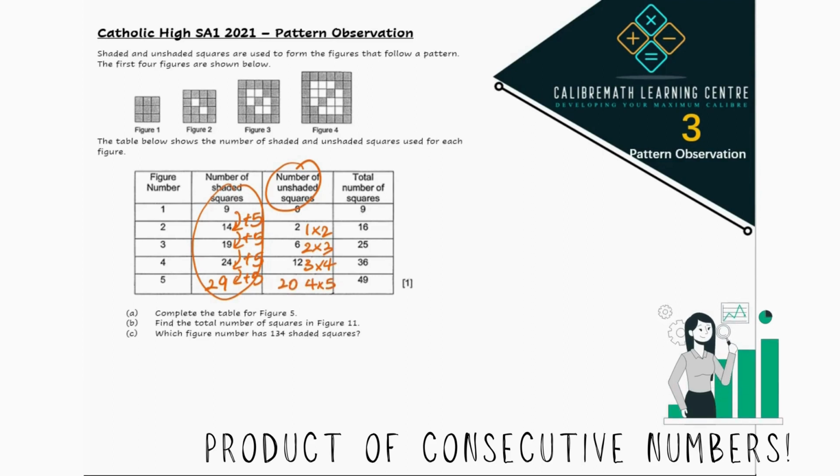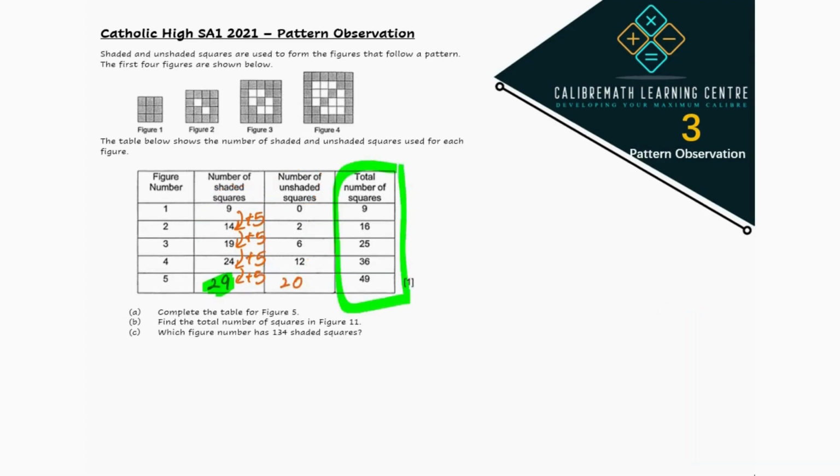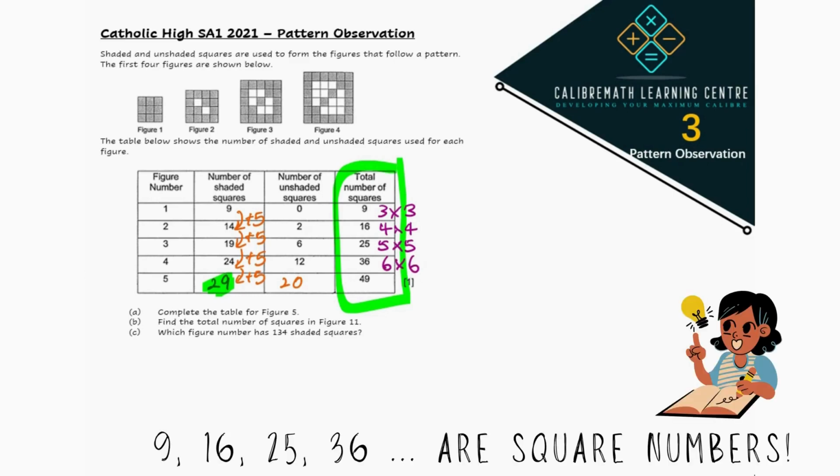So the answer for part A, for the shaded number of squares, is 29, and for the number of unshaded squares is 20. When you look at the last column over here, can you see a set of special numbers? 9 comes from 3 times 3, and 16 comes from 4 times 4, and 25 comes from 5 times 5, 36 comes from 6 times 6, and so on. These numbers here are square numbers.